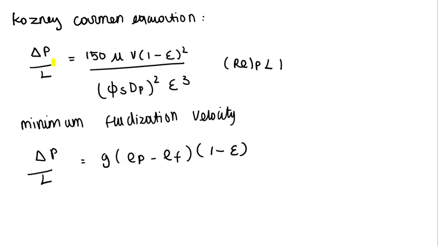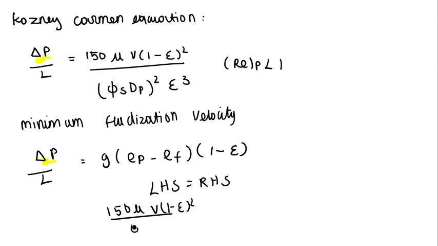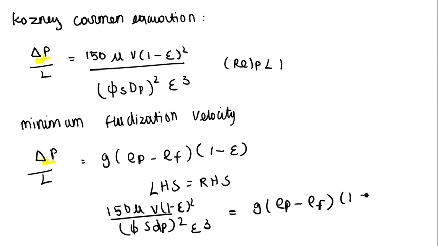Here, del P by L. Here also del P by L. So both LHS and RHS are equal. So LHS is equal to RHS. So what will you get? 150 mu v (1 minus epsilon) whole squared by phi s squared dp squared epsilon cubed is equal to (rho p minus rho f) into (1 minus epsilon) into g.